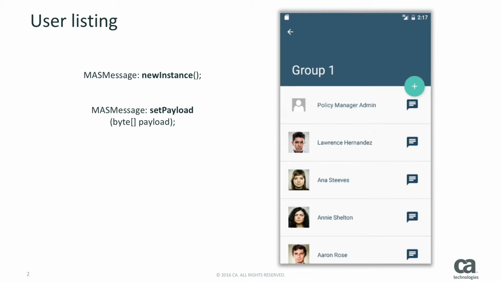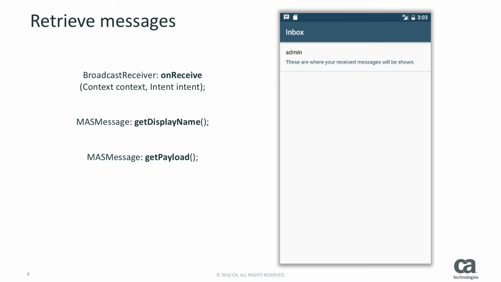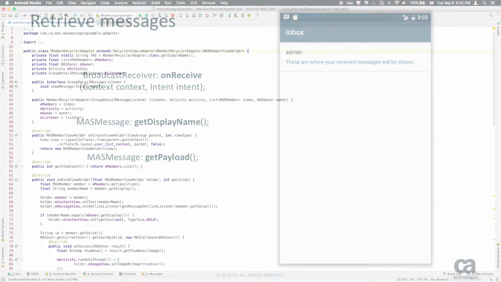First, we'll need methods to make message objects and set their contents. After we make messages, we'll need a method to send them to other users. On the inbox screen, we display all the messages we received as our current user. To do this, we'll need a way of listening for incoming messages. Let's open Android Studio and see how we might do this.